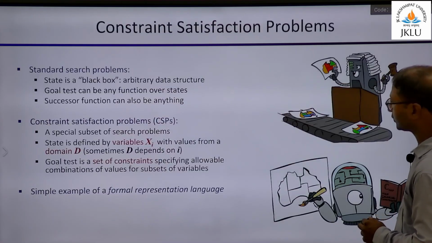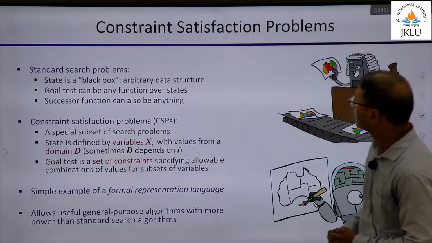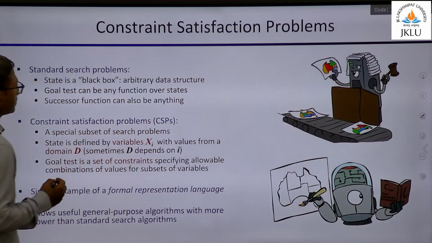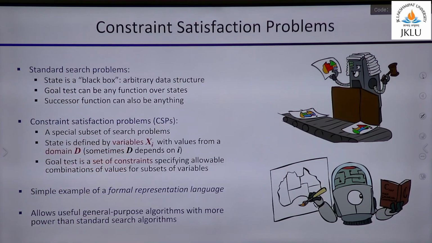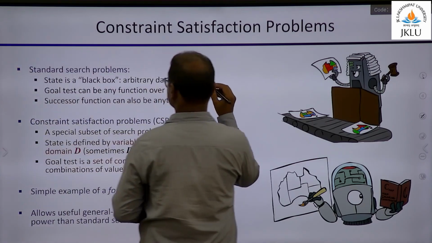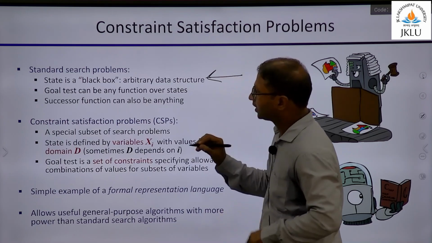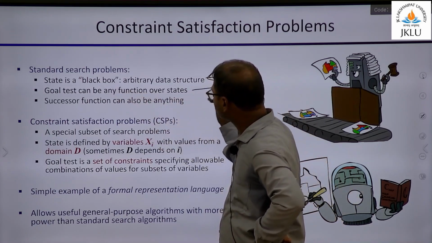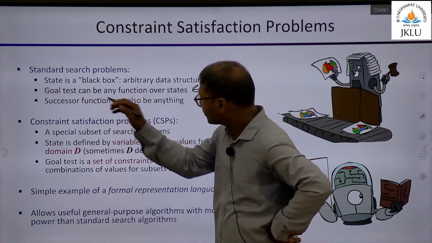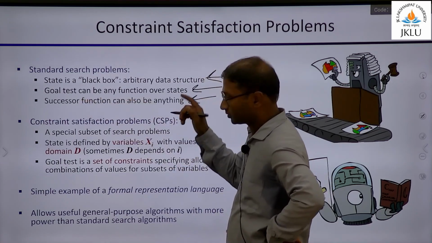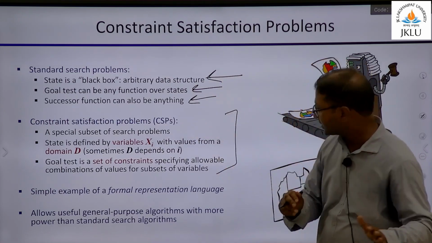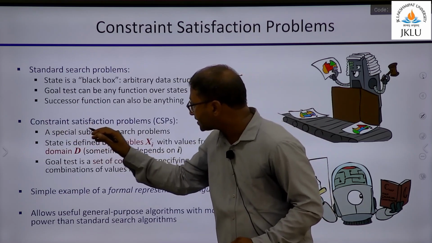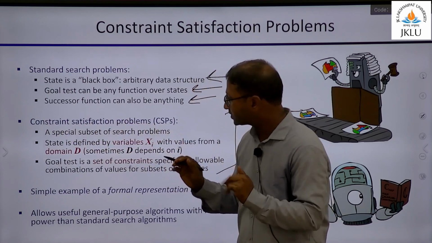Now let me go back to this. So standard last slide and we go. Okay. Standard search problems. State is a black box. Goal test can be any function over states. Successor function can also be anything. What does it mean here? Now in CSPs we are specializing things. A special subset of search problems.